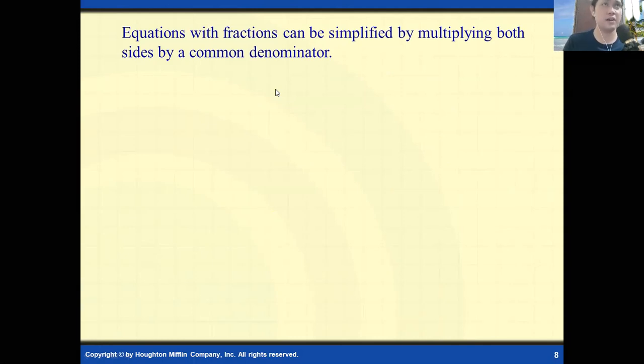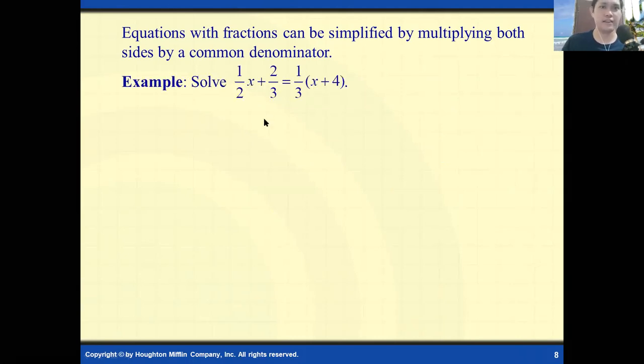So how does it go? Okay, how do we apply that? Okay, let's do the math in here. Example, so this one, as you can see, 1/2 x plus 2/3 is equal to 1/3 times the quantity of x plus 4. So how do you solve it?